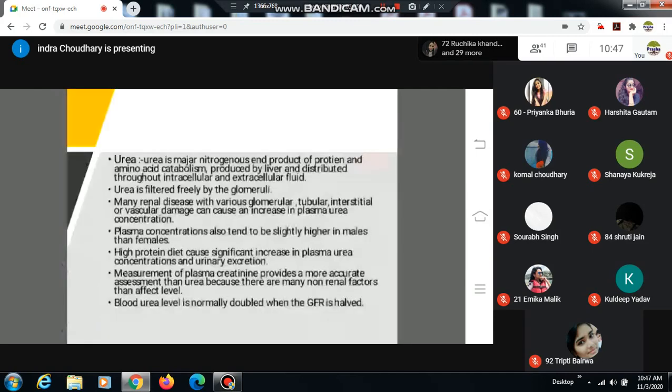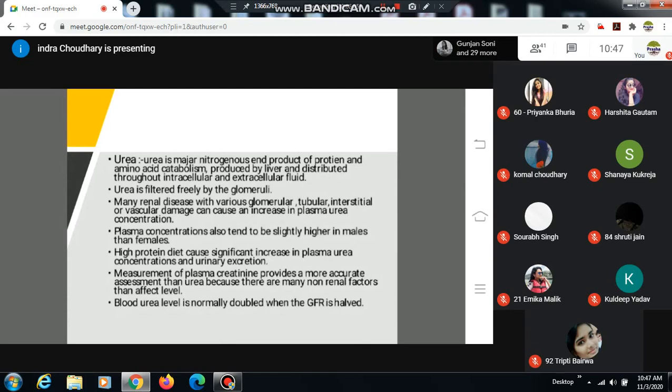Urea. Urea is a major nitrogenous end product of protein and amino acid metabolism produced by the liver and distributed throughout intracellular and extracellular fluid. Urea is filtered freely by the glomeruli. Many renal diseases, with various glomerular, tubular, or interstitial causes, can cause an increase in plasma urea concentration. Plasma concentrations also tend to be slightly higher in males than females. A high protein diet causes a significant increase in plasma urea concentration and urinary excretion.